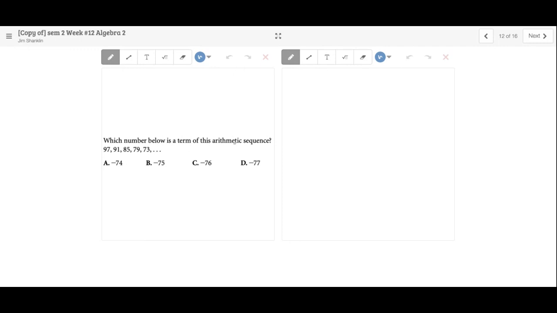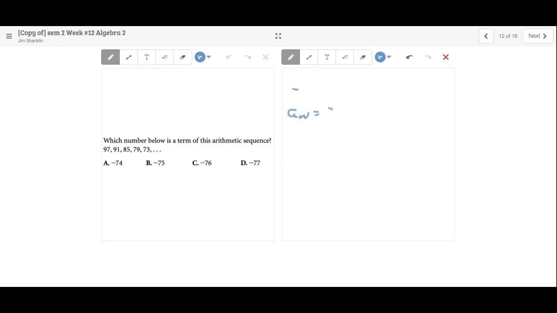Which number below is a term of this arithmetic sequence? 97, 91, 85, 79, 73, and so on. Is it negative 74, negative 75, negative 76, or negative 77? Oh boy, how am I going to figure that one out? This one took me a little bit of thought. First thing I did is I thought, okay, I'm just going to write an explicit formula for this one. If I wrote an explicit formula for 97, 91, 85, 79, 73, it looks like it's going down by 6, right?